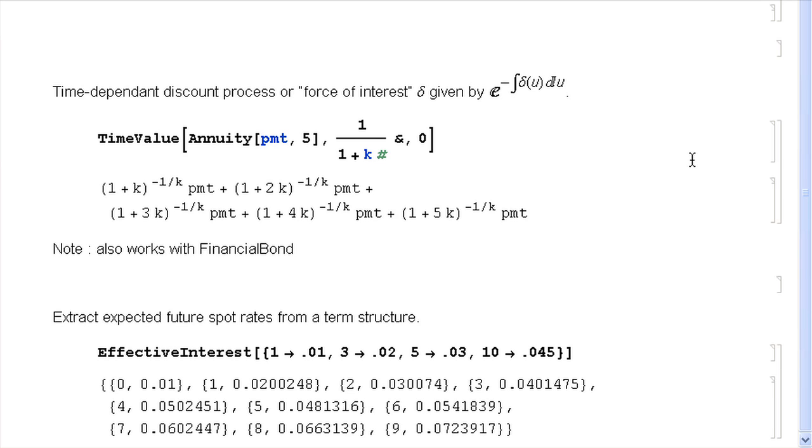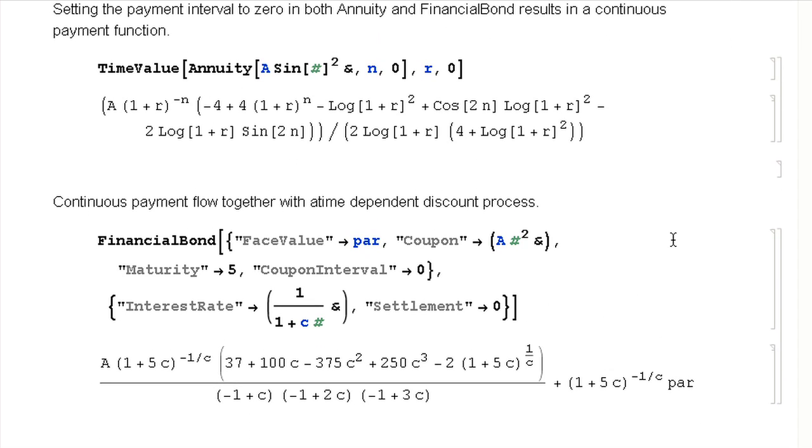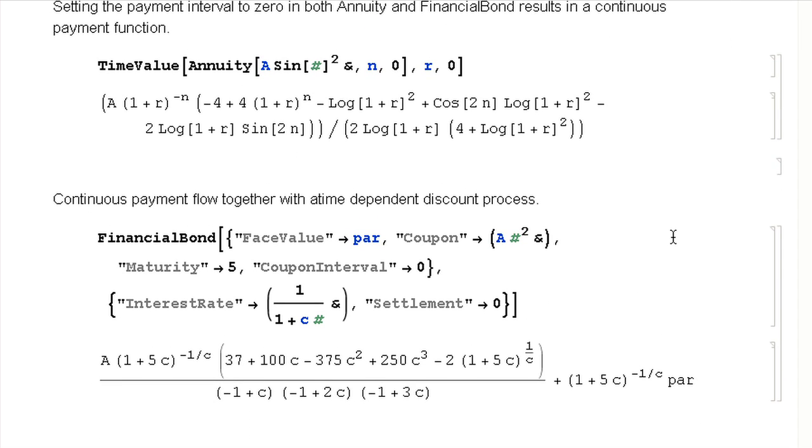Here we have effective interest. If you don't have a compounding argument and you give effective interest a term structure, it will bootstrap the expected spot rates from it. By setting the coupon interval or payment interval to 0, the annuity's first argument as a function will become a continuous function. It will become a payment flow rate, rather. And FinancialBond can do the same thing. And here I've got an example where FinancialBond coupon interval is 0, the coupon is a payment flow rate, and the interest is a force of interest, and they work together.